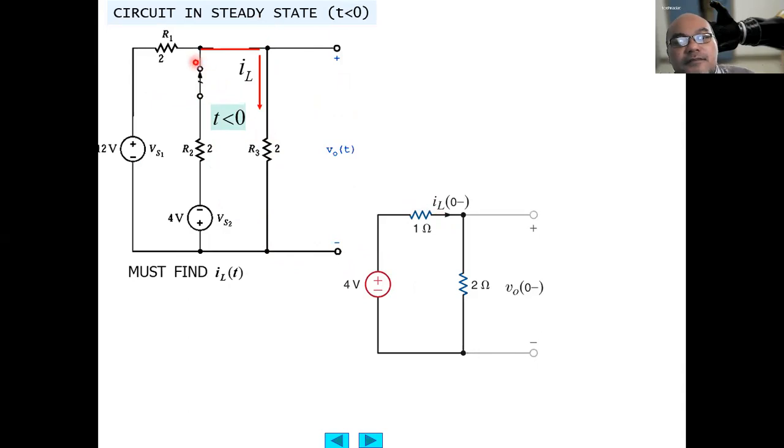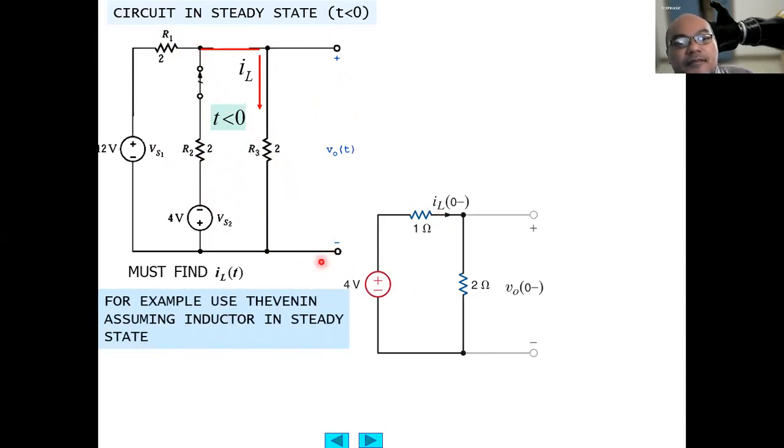2 volt. Simplify. This is basically a parallel resistor, which becomes 1 ohm. Use Thevenin, assuming the inductor is in the steady state. Steady state means the inductor is a short circuit, a resistor with 0 value.